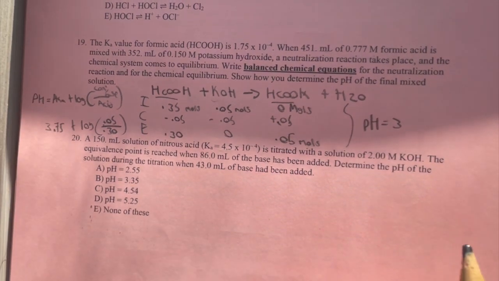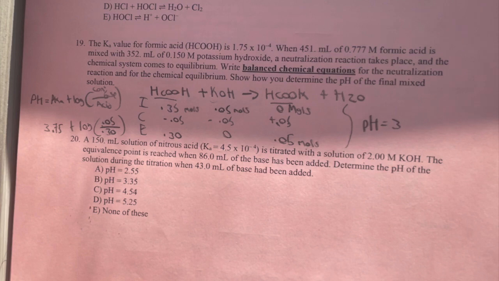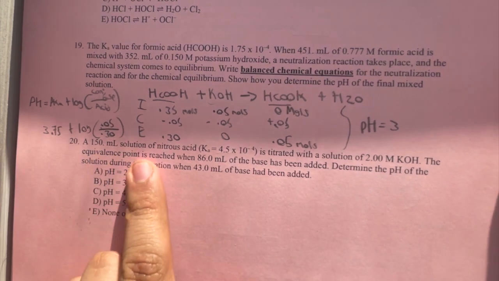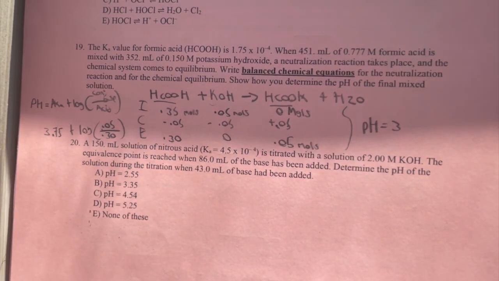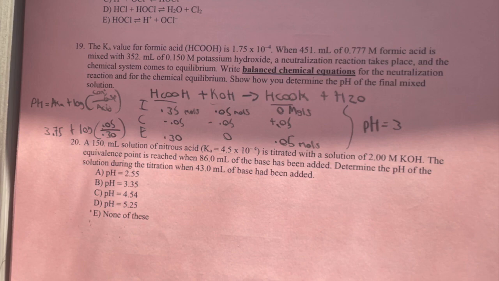And then finally, for this exam review, we're going to go over 20. It says a 150 mL solution of nitrous acid, Ka 4.5 times 10 to the negative 4, is titrated with a solution of 2 molar potassium hydroxide. The equivalence point is reached when 86 mL of the base has been added. Determine the pH of the solution during the titration when 43 mL of base has been added.